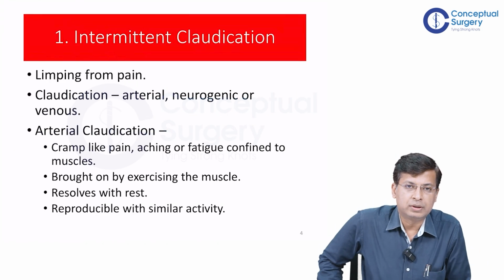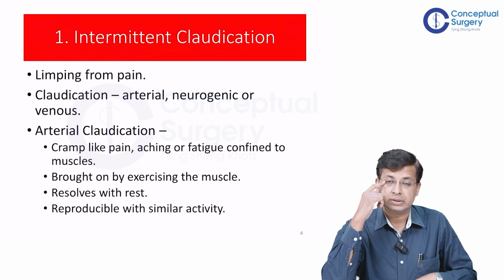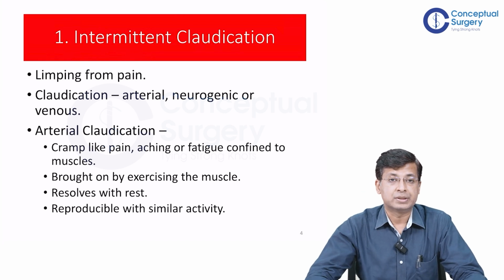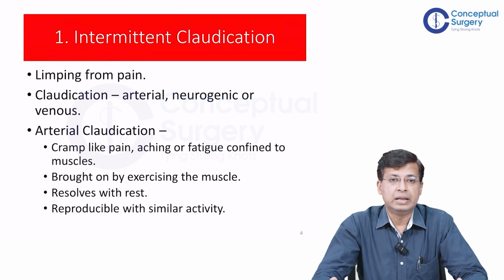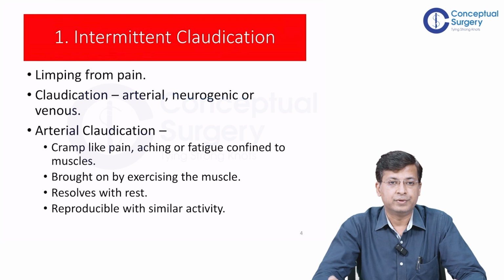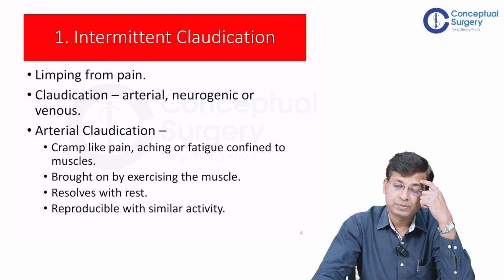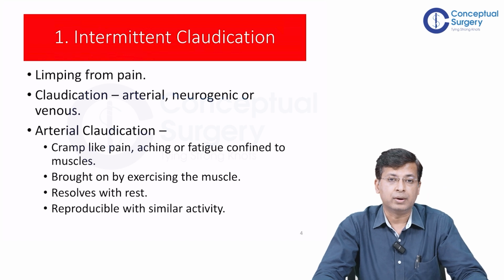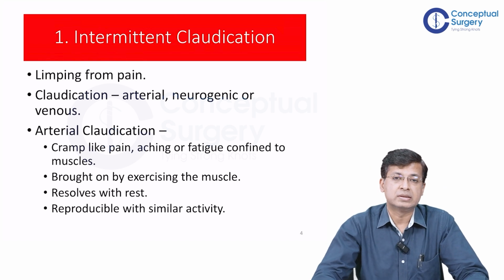Now, let us talk about the first presentation, which is the most common presentation in these patients, known as intermittent claudication. What is intermittent claudication? Basically, claudication means limping from pain. Claudication can arise primarily due to an arterial cause, a venous cause, or a neurogenic cause. And it is your responsibility as a doctor to find out which of these three reasons is responsible for the patient's presentation.